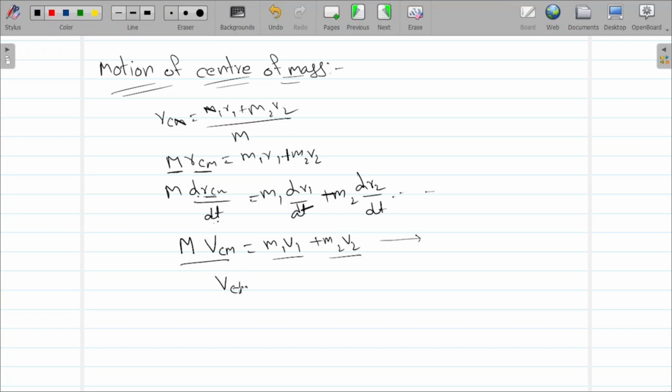Now I want to find only velocity. So vCM equals m1 v1 plus m2 v2 and so on, by total mass M. Here total mass means m1 plus m2 for two particles. For multiple particles, it means the total of all the particle masses. This is simply written as summation i equal to 1 to n of mi vi by M. This is for the velocity of center of mass, where M is the total mass, mi is each particle's mass, and vi is the velocity of each particle. So we can find the center of mass velocity.